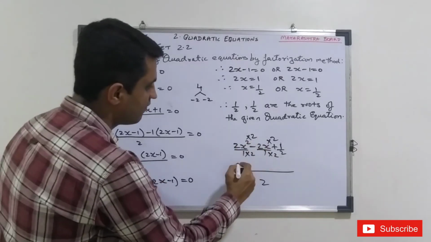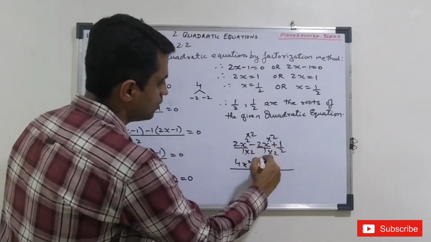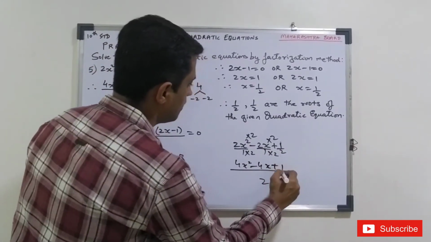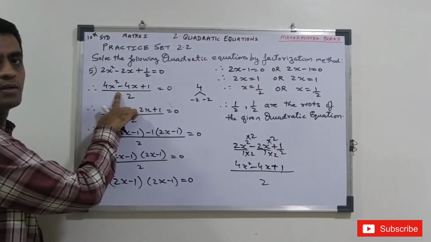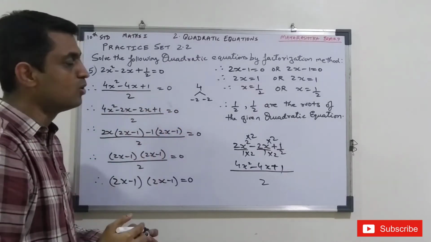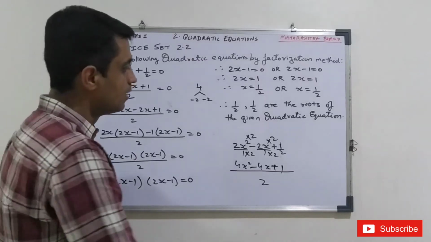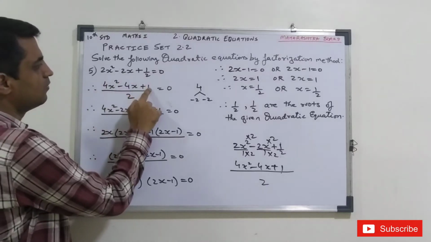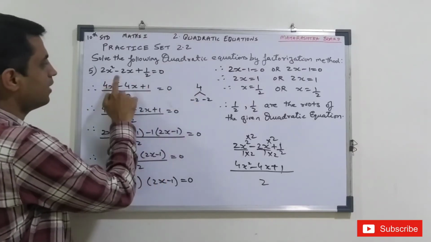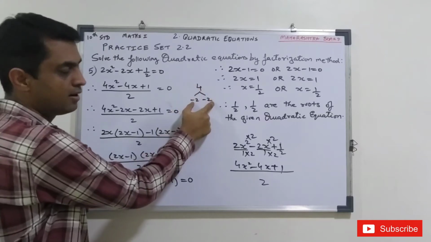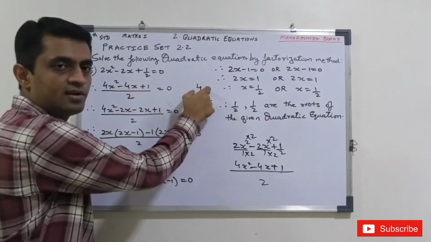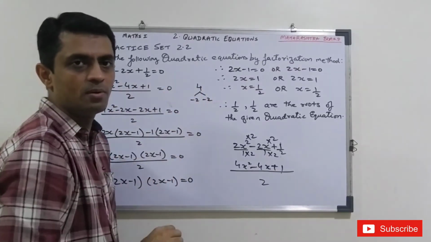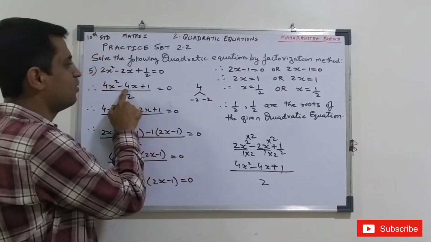So 2 2s are 4x square minus 2 2s are 4x. Here already 2 is there, so nothing doing, plus 1. So this way we got this part. That is called the LCM method. You have to do this method, the LCM method. Now, after this, same method: 4 into 1 is 4. We want minus 4. So what do we take as factors to get minus 4? Minus 2, minus 2.